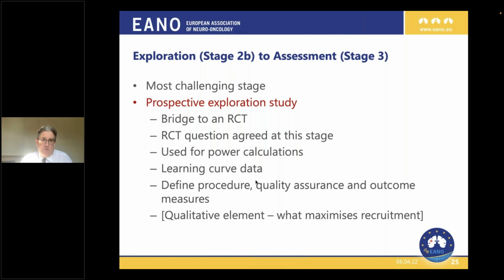And during the procedure, you want to first of all define what the procedure really is, and also sort out the quality assurance and outcome measures. And again, I mentioned before, the qualitative element is really helpful to work out what maximizes recruitment. If you're trying to recruit someone to a new study, one of the techniques, for example, is to record your consent of patients when you're consenting patients. And you can look at what you're saying to patients and pick out words or things that patients may respond to that you might want to avoid for future consenting of patients. This has been a very useful thing for other studies.